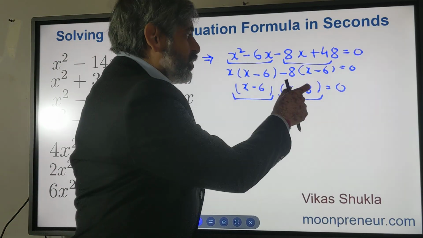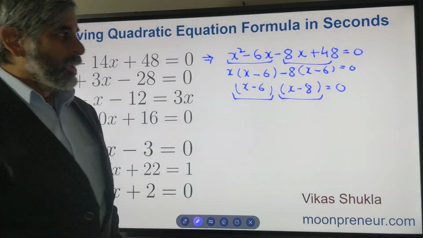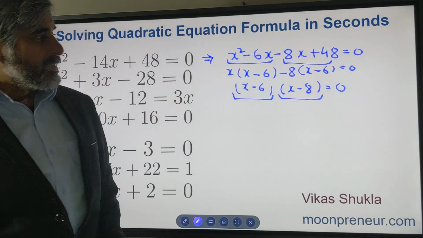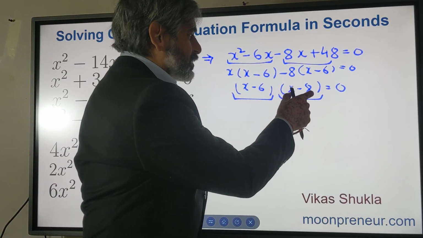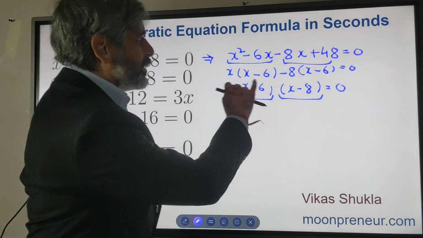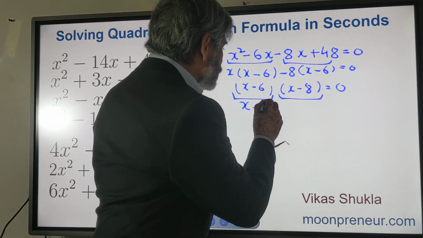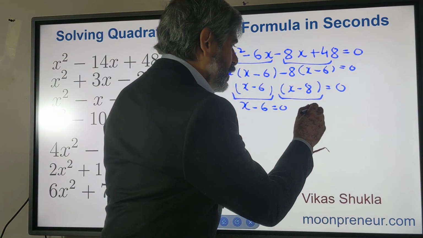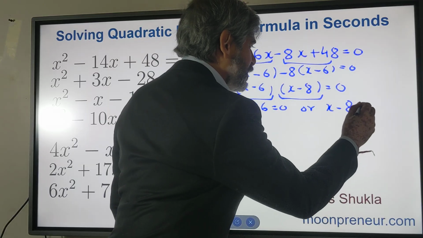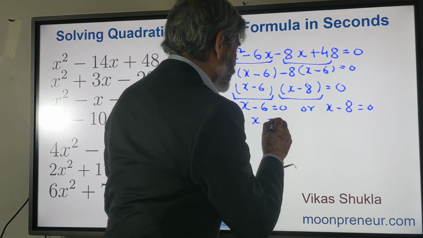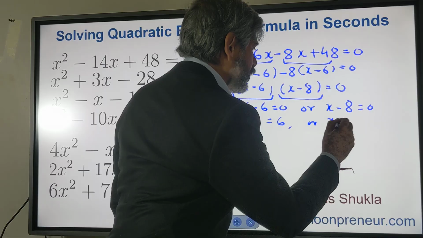If x minus 6 is 0, no matter what the value of x minus 8 is, this whole thing will be 0. Same for x minus 8: if this is equal to 0, then no matter what the value of the other factor is, the whole thing will be satisfied. So we have x minus 6 equal to 0 or x minus 8 equal to 0. So x is going to be 6 or x is going to be 8.